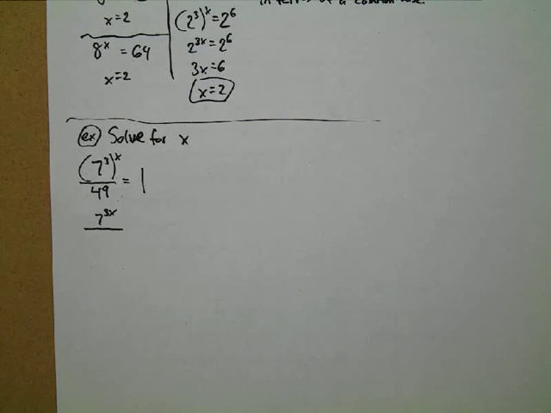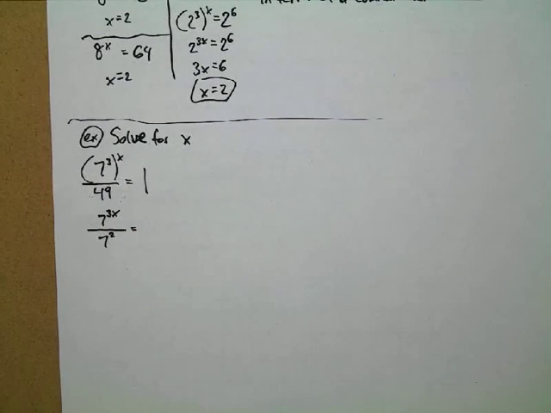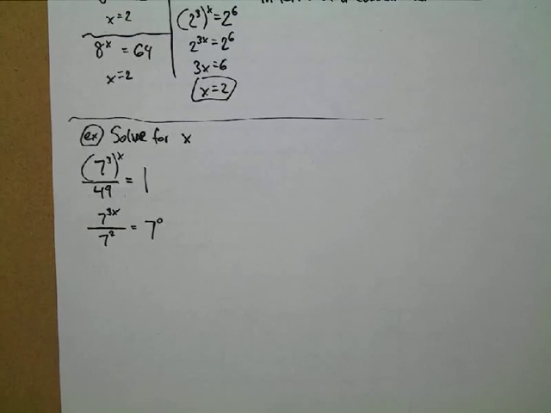Okay, equals, and then what's 1 as a power of 7? 7 to the 0. That's right. Yeah, 1's an easy one because it can be any base. 7 to the 0. It looks like 7 degrees the way I wrote it there, but it's 7 to the 0. So it's all in terms of 7s.